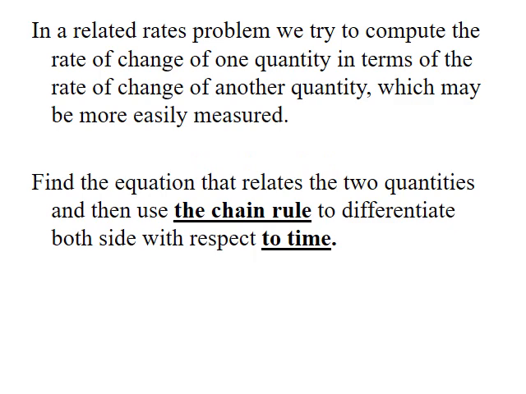Let me read through this for you. In related rate problems, we try to compute the rate of change of one quantity in terms of the rate of change of another quantity, which may be more easily measured. So to find the equation that relates the two quantities, we use the chain rule, which is kind of weird, how they say the chain rule. I'll explain that when we do our first example. But the big thing is you are going to differentiate everything with respect to time.